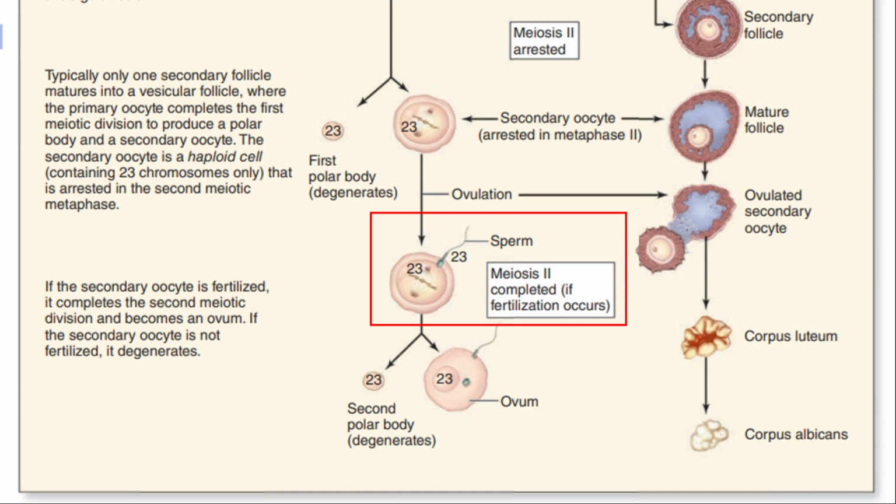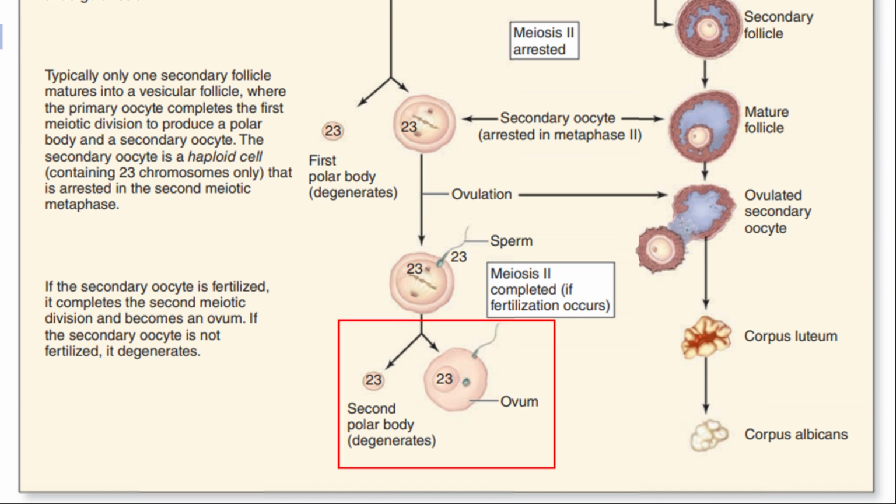Now, what if mayroong sperm cell na nag-combine sa kanya or nag-fuse sa kanya? Then that's the time na magde-divide na siya. That's the time na tatapusin niya na yung meiosis 2. So, papasok na siya sa anaphase 2, then telophase 2, then cytokinesis to produce the ovum and another polar body, the second polar body.